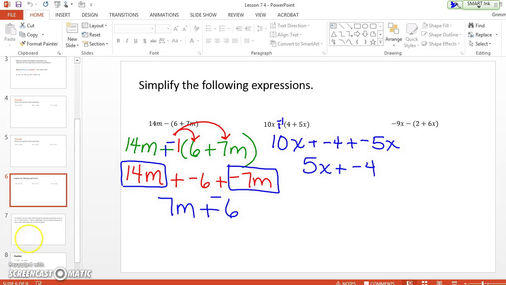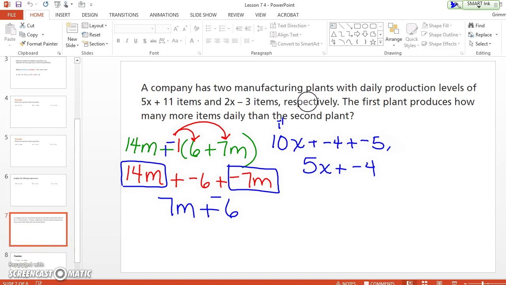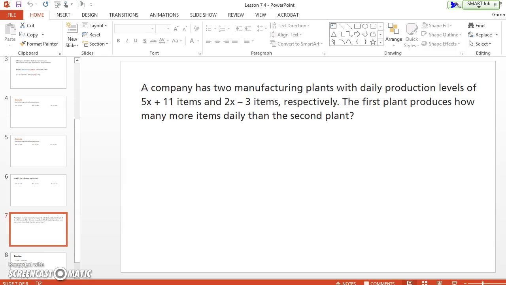All right, so let's look at a word problem with this. A company has 2 manufacturing plants with daily production levels of 5x plus 11 items and 2x minus 3 items respectively. The first plant produces how many more items daily than the second plant? Now, I think that can sound overwhelming unless you think about it with regular numbers. So let's say a company has 2 plants and the first one can make 100 items, okay? So let's say this is 100 items. And then this plant can make 75 items, okay?